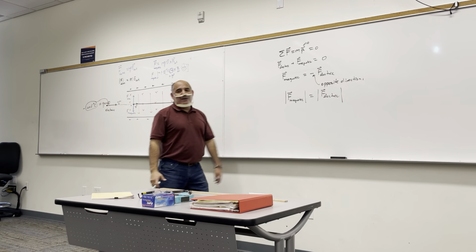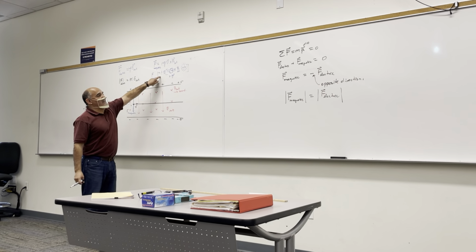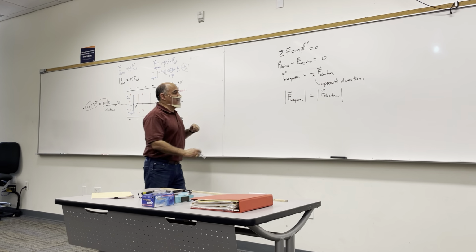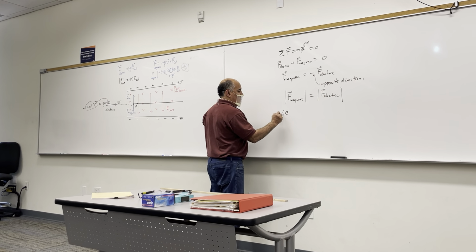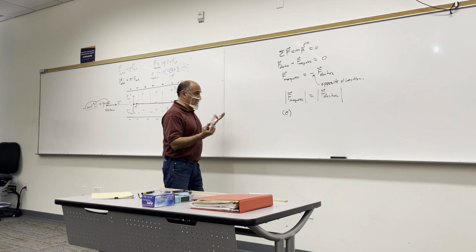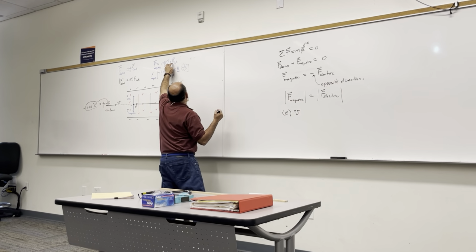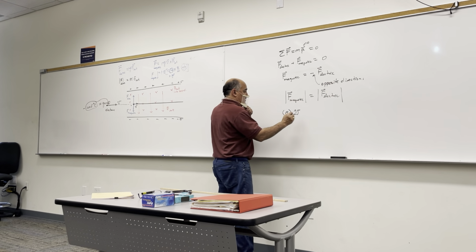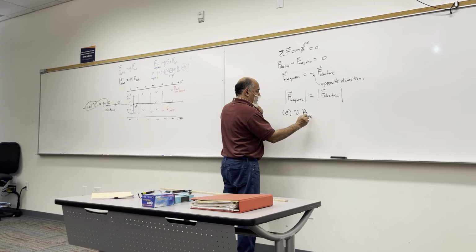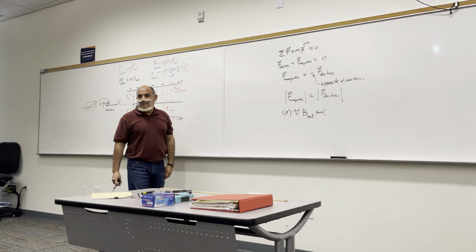So what is the magnitude of the magnetic force in this problem? It's going to be the magnitude of the charge, which is E, times the magnitude of the velocity vector, which is the speed, V, times the magnitude of the magnetic field, right, which is B external, times the sine of the angle between the velocity vector and the magnetic field.